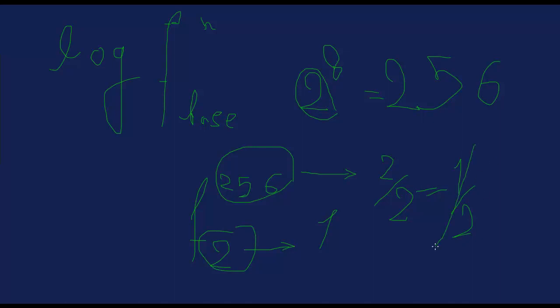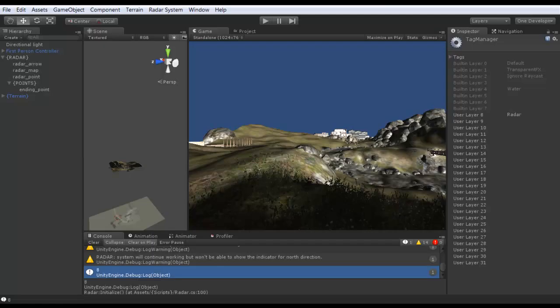This is the place where the log method in Mathf will count the times it divided this number by 2 until it gets to 1, and it gives back that number, and that's the 8. That was exactly what we were looking for. Okay, so that's the job of Log.